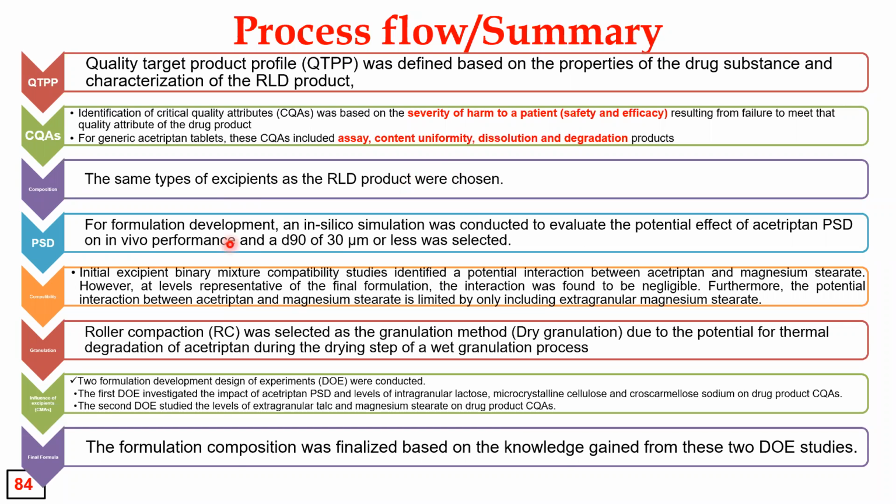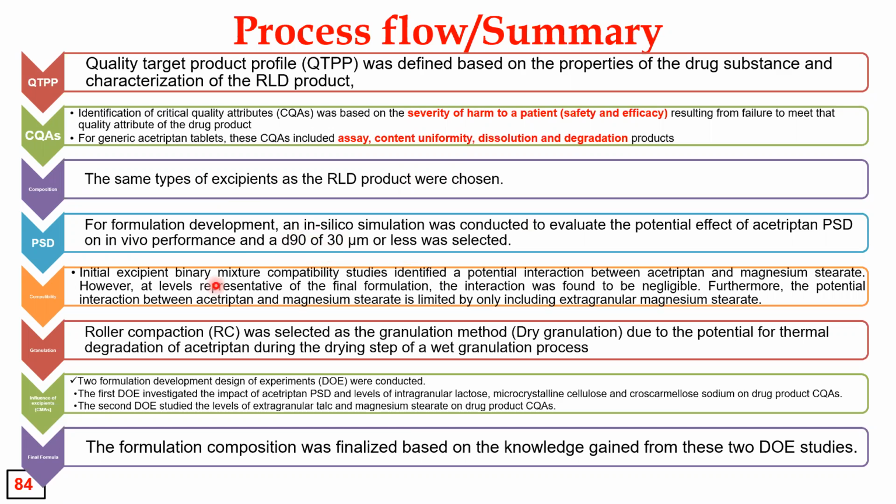So for the formulation development, in silico simulation was used in order to know at what particle size we can get better release. So they have said D90 less than 30 micrometers is better and useful. That's why they took D90 of 20 micrometers.